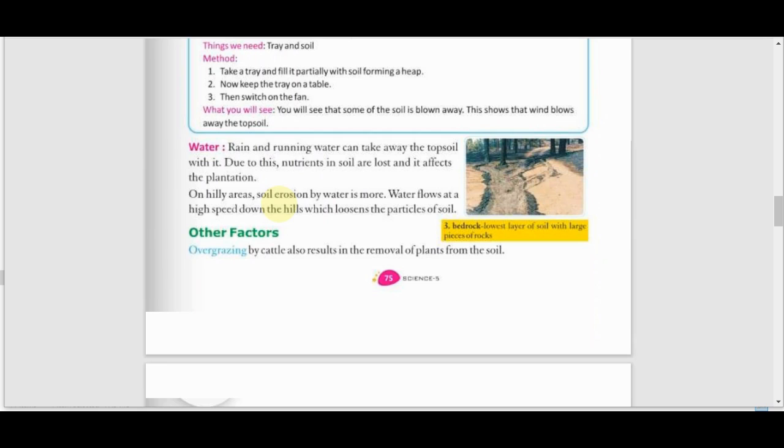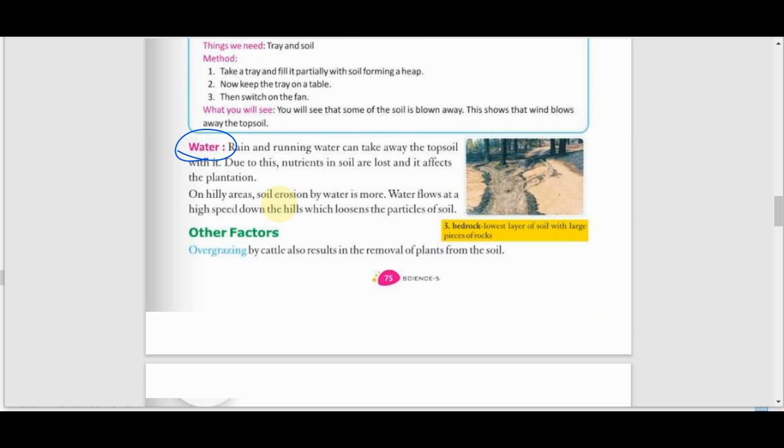And the another factor is the water. So you have to remember, sometimes when heavy rain falls, what will happen? The heavy rains will cause a large amount of water. This water will wash out the topsoil. So definitely the topsoil contains a high number of nutrients and organic substances, and they will be washed out.